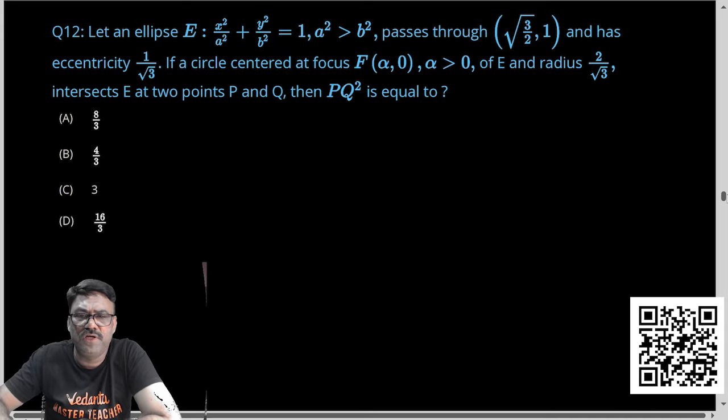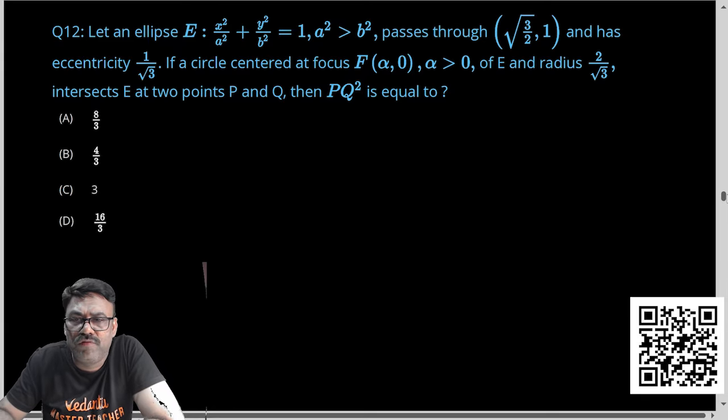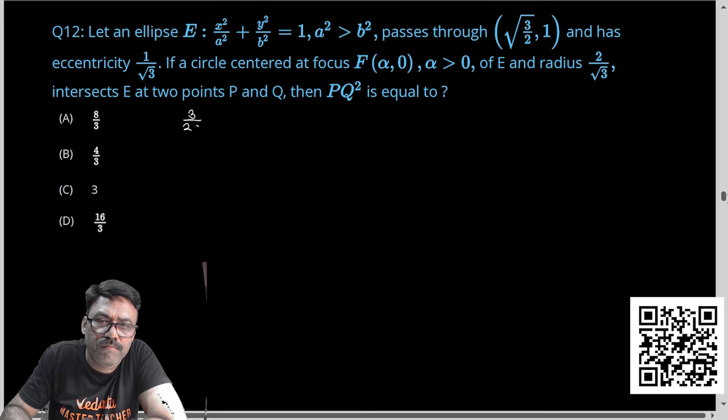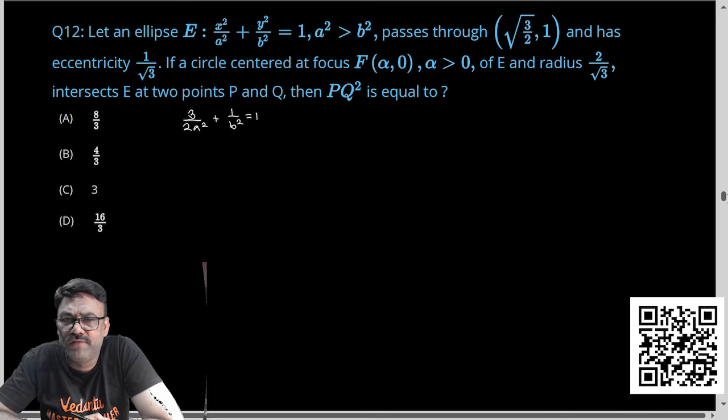So first I have to get these a and b here. So see, the ellipse is passing through this point, so this point must satisfy the ellipse. Put x is equal to root 3 by 2, y is equal to 1 here. So you will get 3 by 2a square plus 1 by b square is equal to 1, since root 3 by 2 comma 1 satisfies the ellipse.